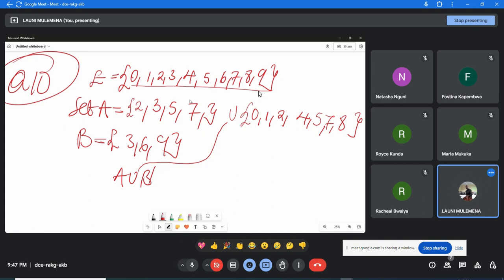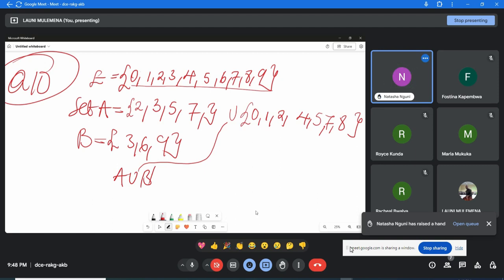So now who can give me the answer? Who can try to give me the answer of A union B? Let me get your views. Who can try? Royce, are you able to try? A union B, you combine the elements in A and the elements in B complement. Royce, are you there? Yes, Madam Grace? I can see three. Okay. So I think it's just three. Okay.